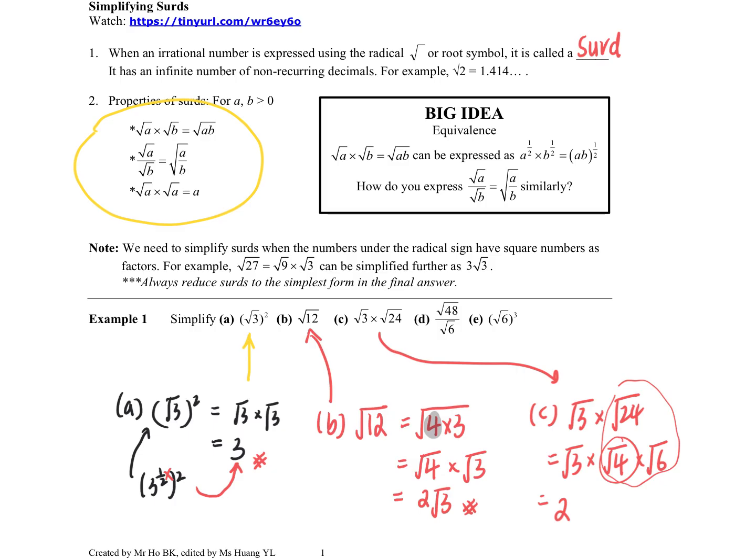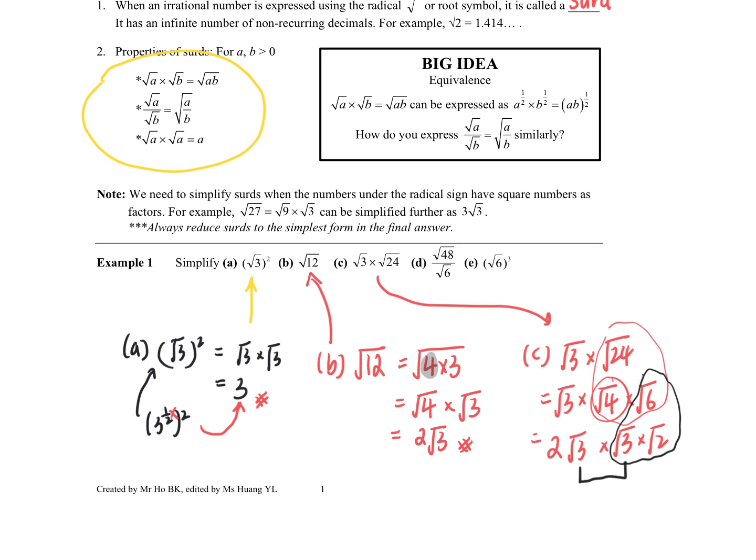Is there a way to split my 6 so that I can simplify further? 3 and 2. So I'm going to split this into 3 and 2. So this root 6, I split it into 3 and 2. And then this one can simplify. Become what? What is root 3 times root 3? Just 3. So this one becomes 3, 2, and my root 2 remaining. So my final answer is 6 root 2.